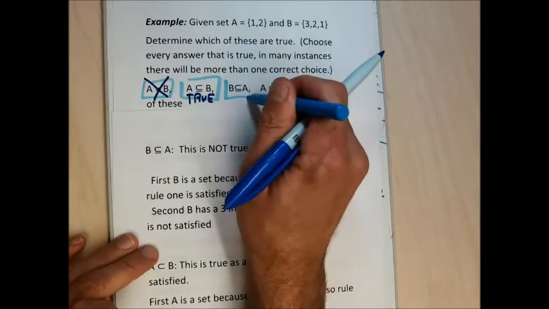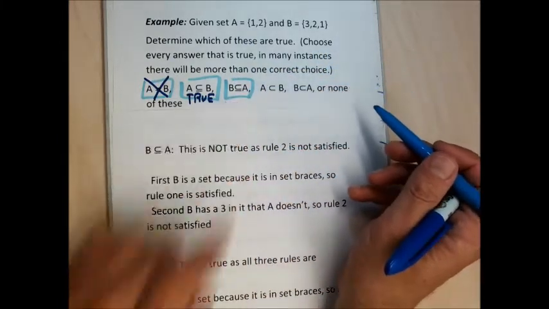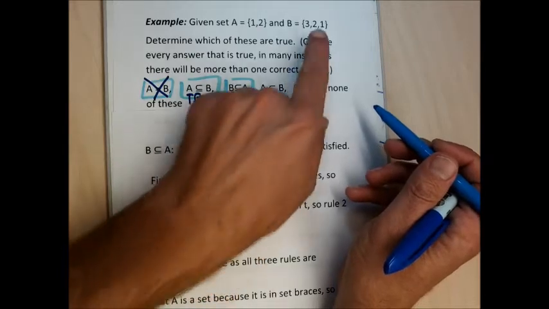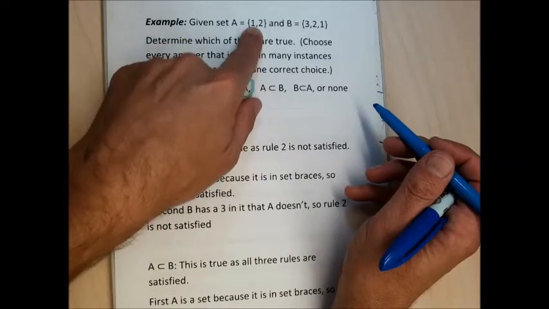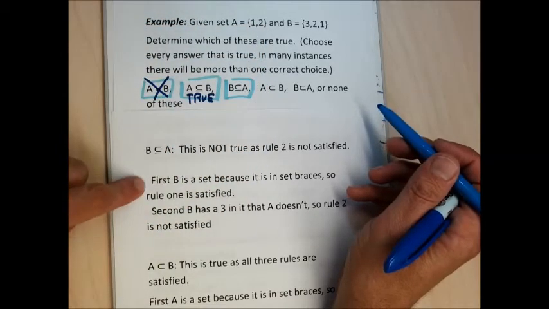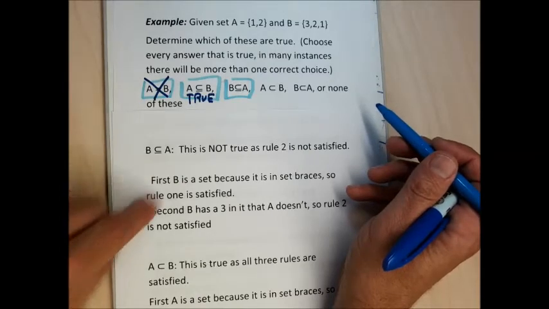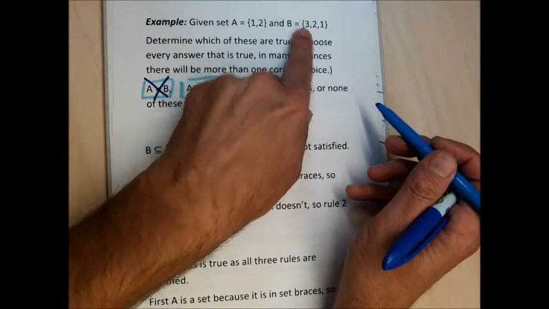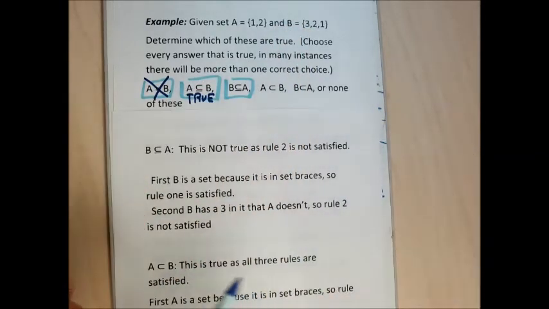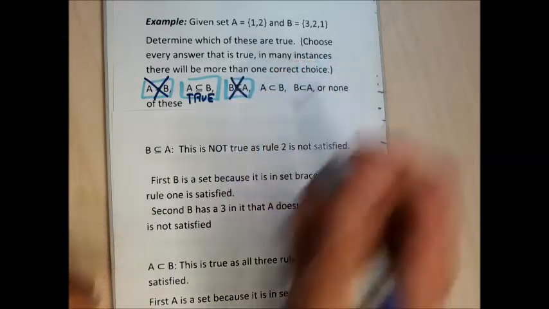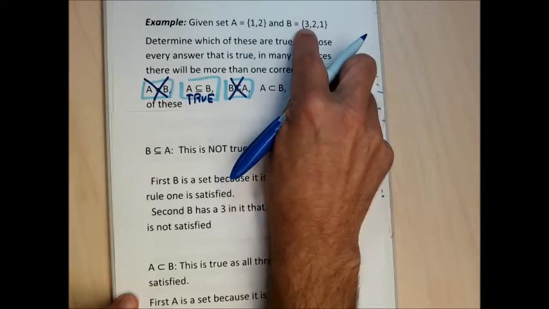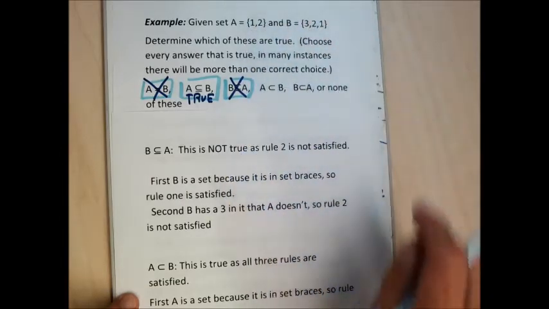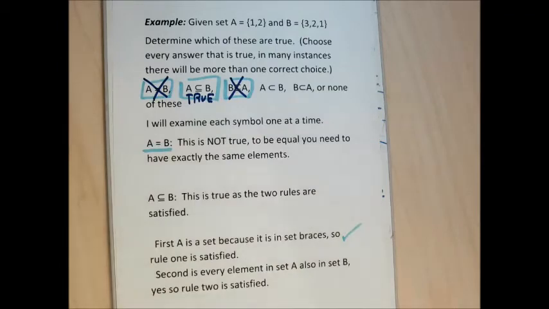Move on to the third symbol. Is B a subset of A? Well, for B to be a subset of A, I need to satisfy two rules. B has to be a set, and every element in B, the second rule, needs to be contained in set A. So B is a set, so rule 1 is satisfied. But rule 2 isn't satisfied because there's an element in B, 3, that's not in A. So rule 2 is not satisfied, so this one I'm not going to include in my answer. Because to be a subset, you have to be contained, and 3 is an element of B that's not in A, so it violates rule 2. Go on to the fourth symbol.